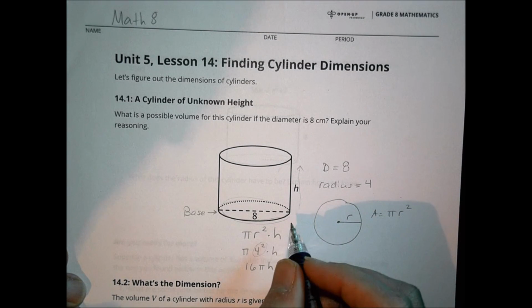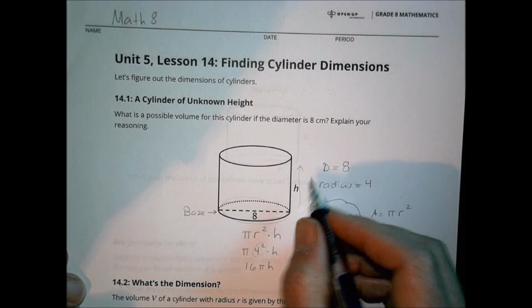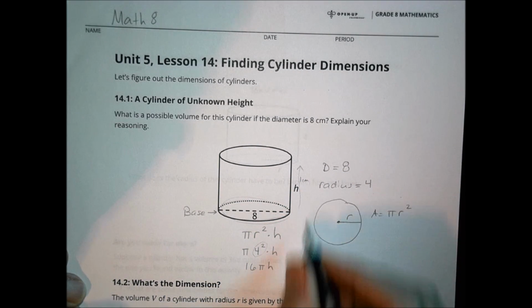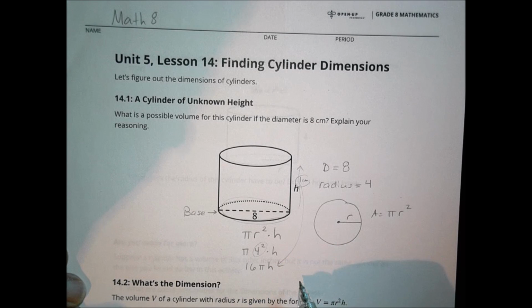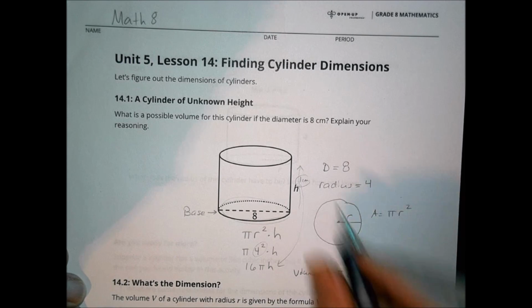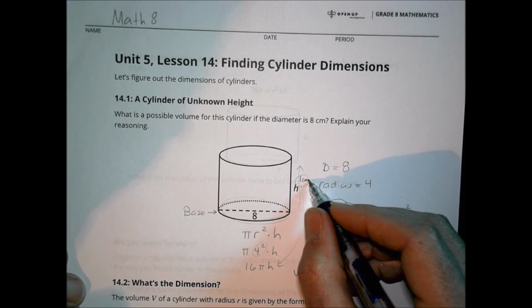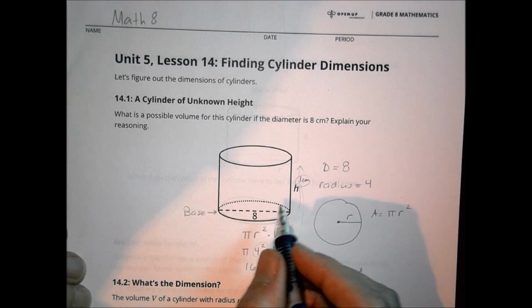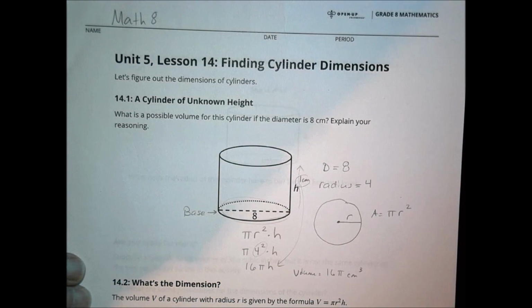But if the height happened to be 1, for example, let's say it was 1 centimeter tall, we could take that value of 1 and plug it in, and say that the volume would be equal to 16 pi centimeters cubed. And again, we're just making up a number there. It doesn't tell you that it's 1. But if the diameter was 8 and the height was 1, that's what you could say.